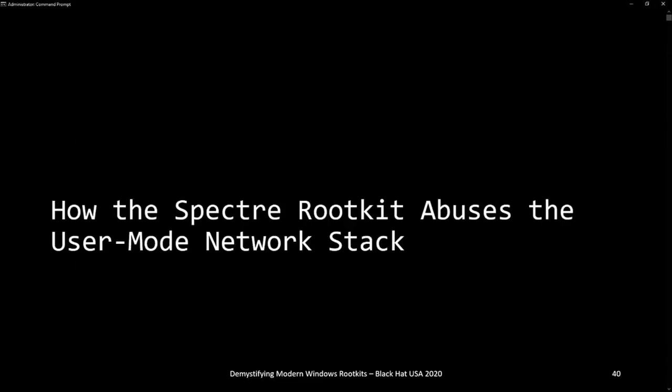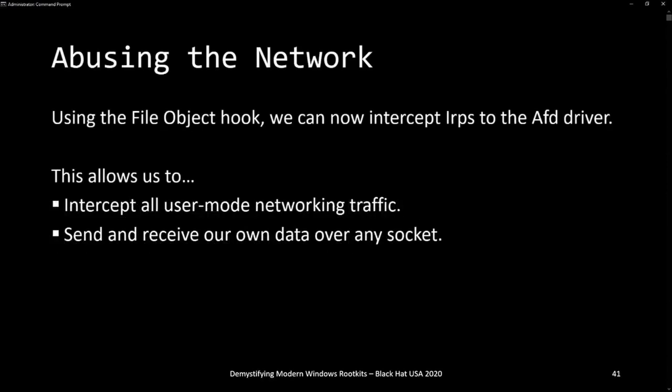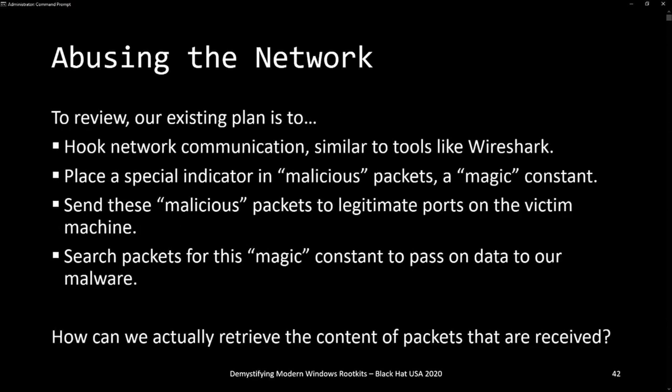Let's talk about how the Spectre rootkit abuses the user mode network stack. So, using the file object hook, we can now intercept IRPs to the AFD driver. This allows us to intercept all user mode networking traffic and send and receive our own data over any socket. So to review, our existing plan is to hook network communication in our malware that is on the victim machine, similar to tools such as Wireshark, and then we place a special indicator in the packets we create in our C2. Then when this packet is sent, the malware scans for that magic constant, recognizes it, and parses out any extra data that packet might have.